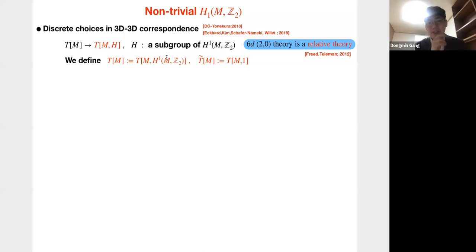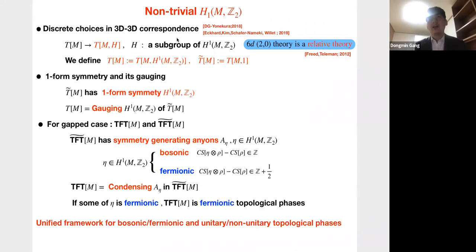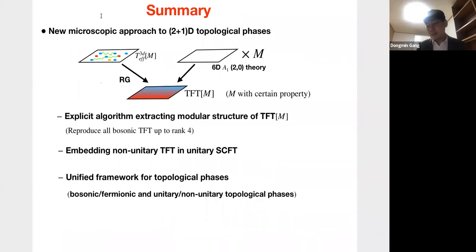So far I only considered three manifolds with trivial homology, but it can be generalized to non-trivial homology. In this case, one nice thing is that the three manifold has non-trivial cohomology, and this cohomology plays the role of a symmetry in the topological phase. So by studying three manifolds with non-trivial cohomology, we can study topological phases with symmetry, and the symmetry plays an important role in the topological phase. This is an interesting generalization, but I'm running out of time, so I'll skip this part.